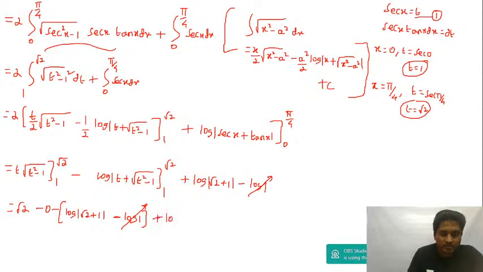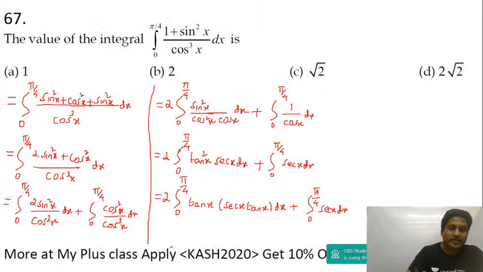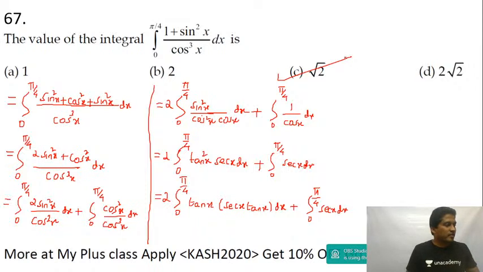Plus this is equal to log of root 2 plus 1. Now if I simplify, guys, this will be equal to root 2, and then this is log of root 2 plus 1, and then this is plus log of root 2 plus 1. Anyways, this fellow will get cancelled. Answer will be equal to root 2. That's the answer, guys. Answer will be equal to option C. Is it okay? Let's move to the next question, guys.